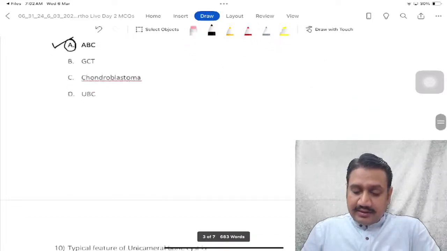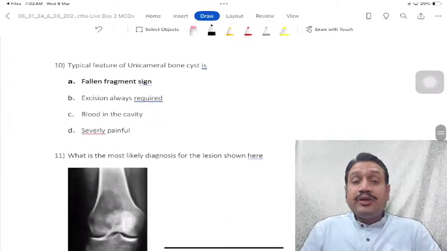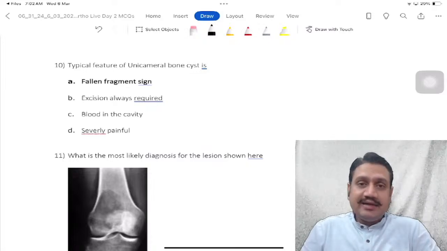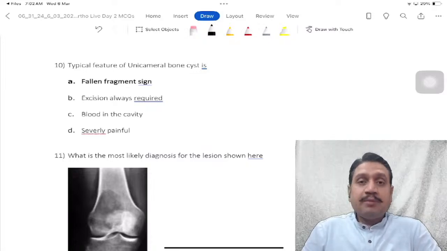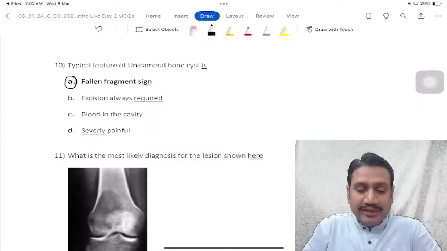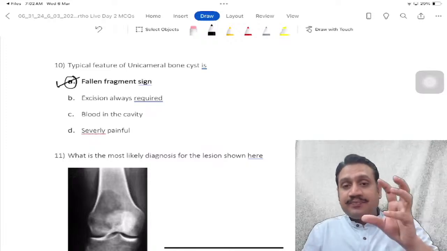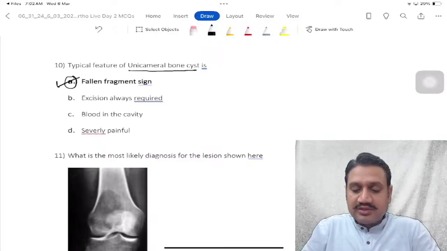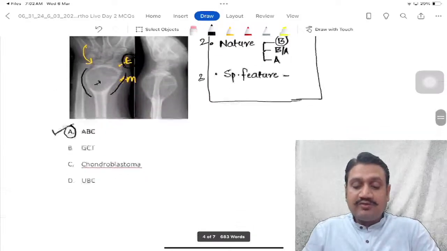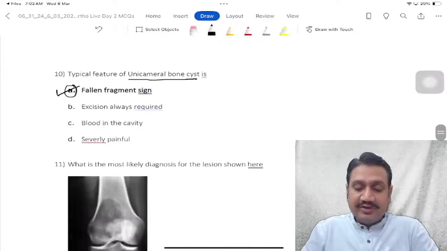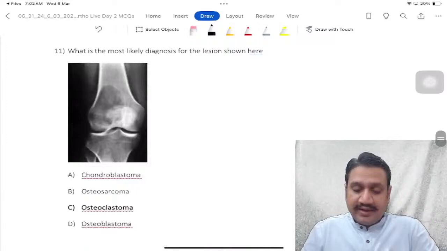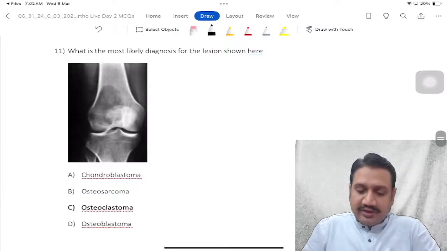All right. Then we have the typical feature of unicameral bone cyst. When you see a piece of bone in a very, very big lytic area, same thing, metaphyseal area, benign lesion, and with a piece of bone inside the lesion or the cavity, then it is called fallen fragment sign, right? Which is typical of unicameral bone cyst. How to differentiate an aneurysmal one from the unicameral? Unicameral will have a piece of bone inside, ABC will have septations, expansile bone lesion, right?